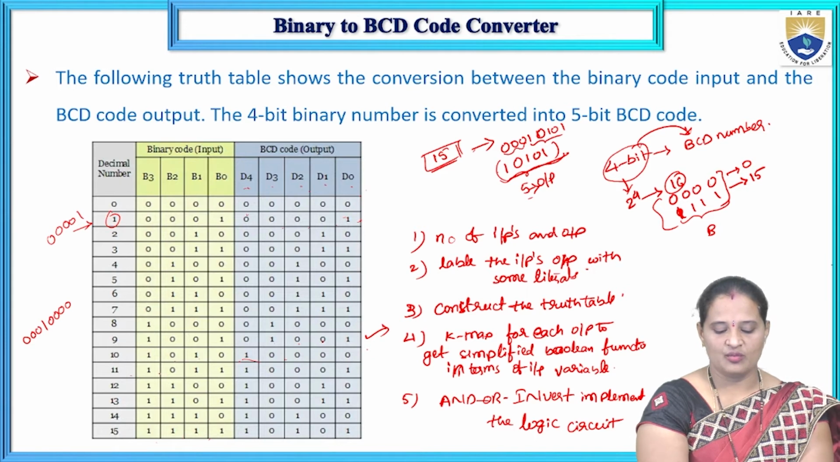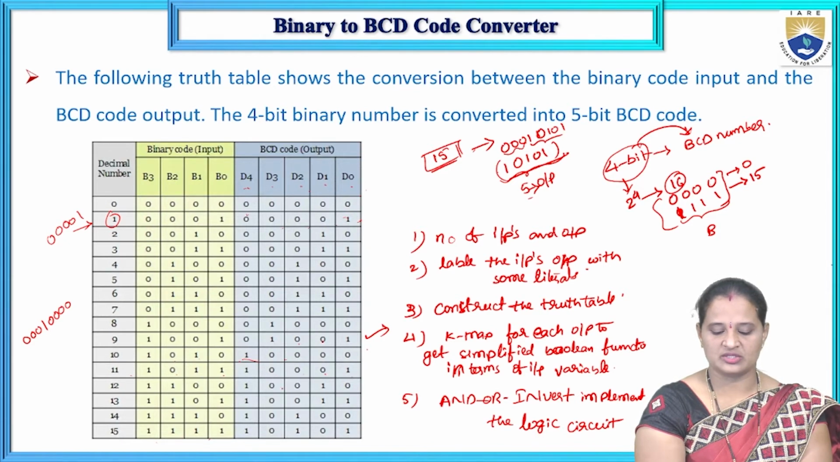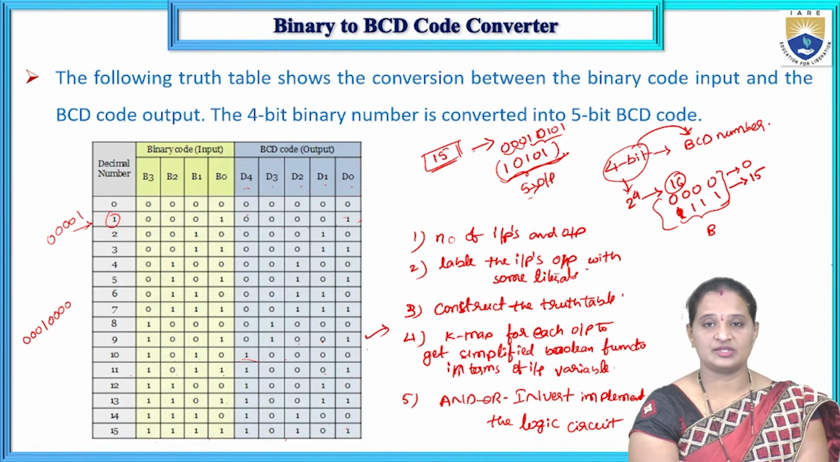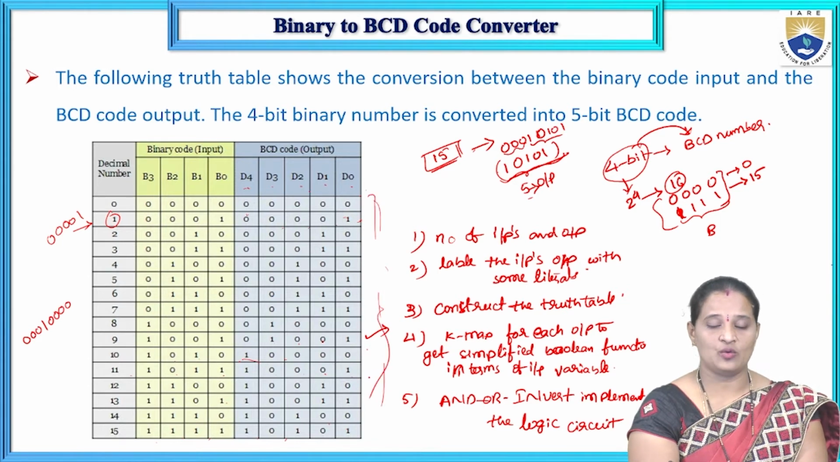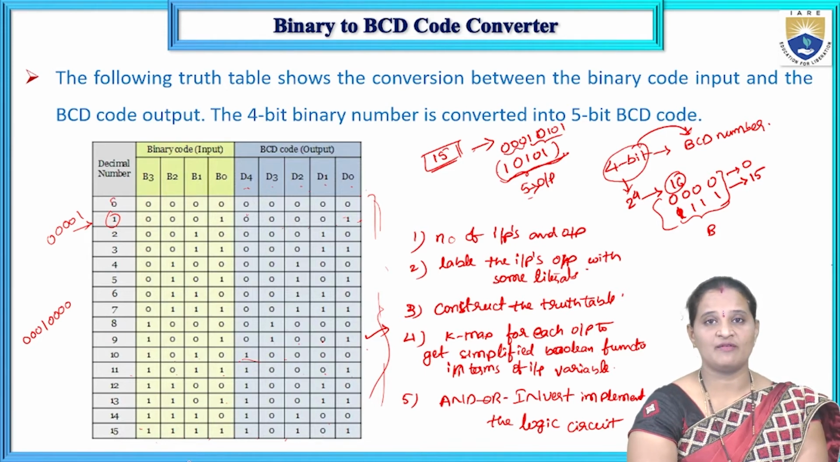Next, 11 is 1011 in binary, whereas in BCD, 11 can be represented as 10001. Next 12, it is 10010, and 13 it is 10011, and 14 is 10100, and 15 is 10101. So these are the BCD codes for the decimal numbers 0 to 15 and their respective binary codes.